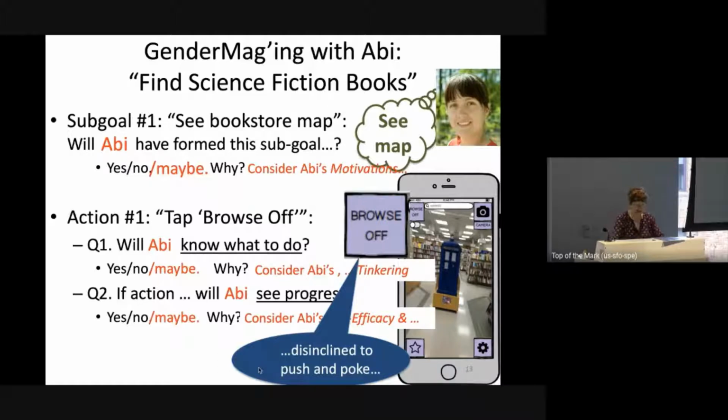Here's one reason that one of our previous developers wrote down. They said, no, Abby's not going to do that. Her learning style is not pushing and poking on things.